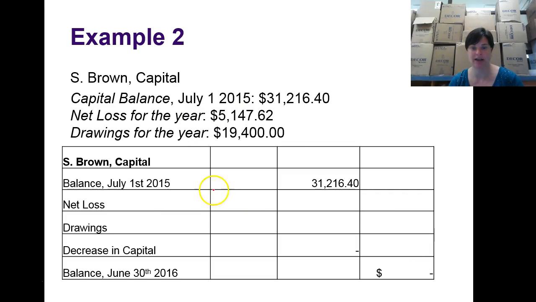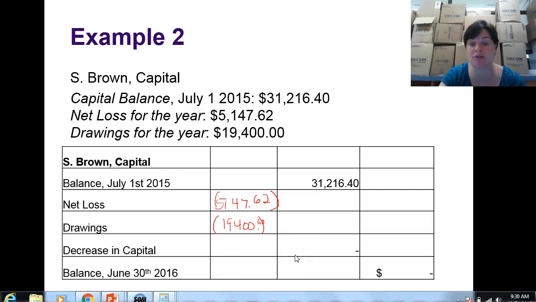The next example here has our opening capital balance of $31,216. Our net loss, so this is going to decrease our capital. And we also have our drawings, which is also going to decrease our capital. And the owner can take out more than what the net income is. That's not a problem. The owner can take out as much as $31,000. So we're going to add these two numbers together because net loss decreases capital and drawings decreases capital. So therefore, for the overall decrease in capital, we add those two figures together.